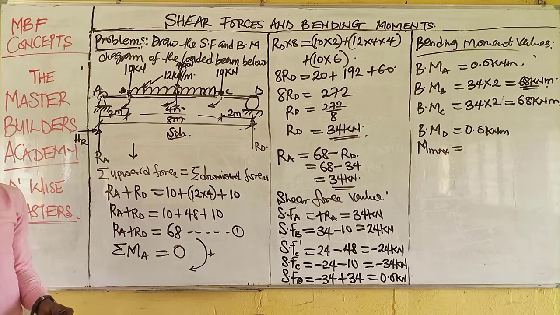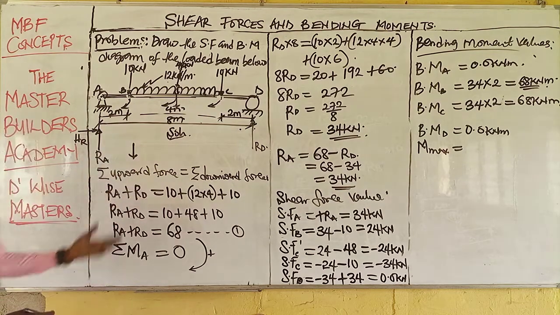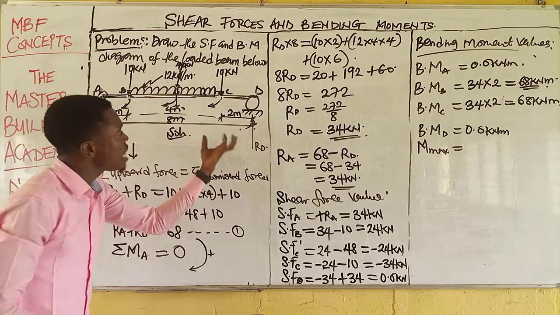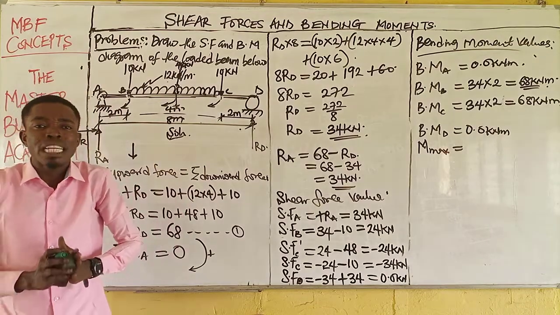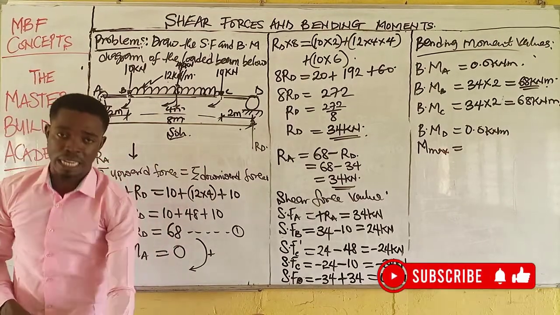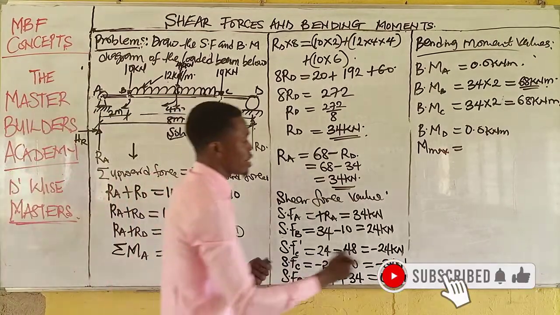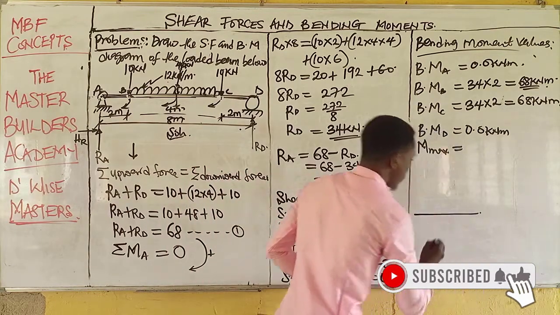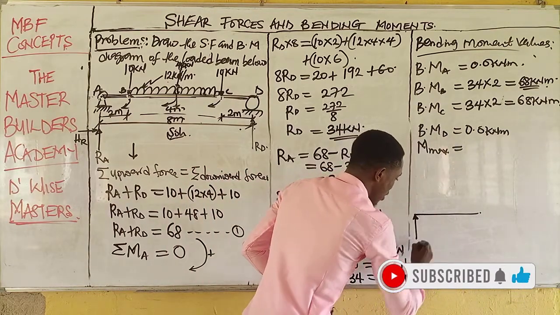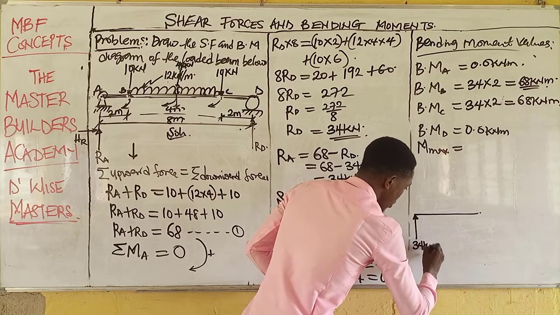That's the next thing we are quickly going to do. So to obtain the maximum bending moment, we understand that since this system is symmetrically loaded, the maximum bending moment will occur at the midspan. So at the midspan, all I need to do is to draw a beam this way. This is my reaction at A, which is 34 kilonewton.